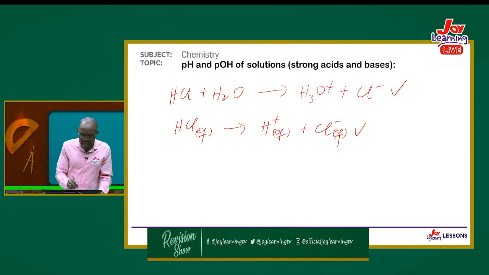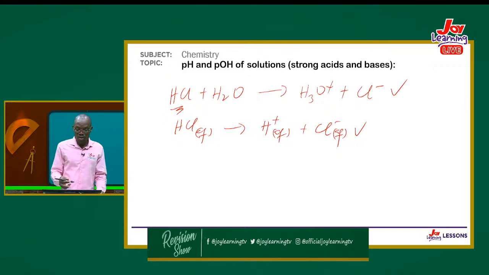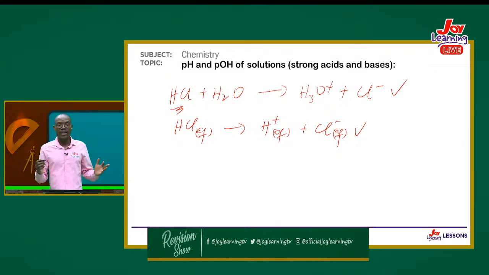So with this, if I know the concentration of HCl, I should be able to calculate the concentration of H+ ions, and that will lead me to calculate the pH and then the pOH, calculate the concentration of OH- ions and so on and so forth in solution. So let's pick a question on that.